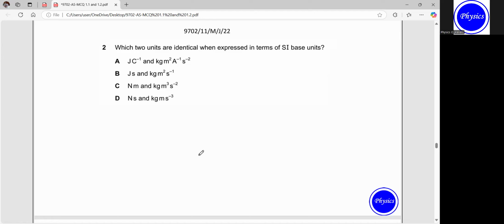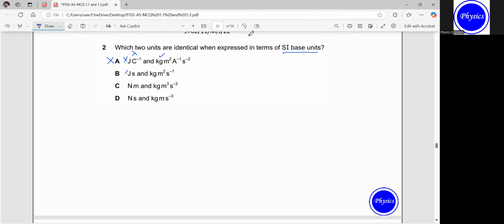Which two units are identical when expressed in terms of SI base units? Joule per coulomb. Joule is also not a base unit. Coulomb is also not a base unit. Kilogram. So obviously we are not going to check the other one. Two must be base unit. The next one, joule second. Again, joule is not.